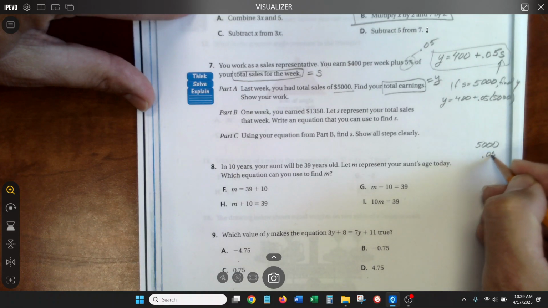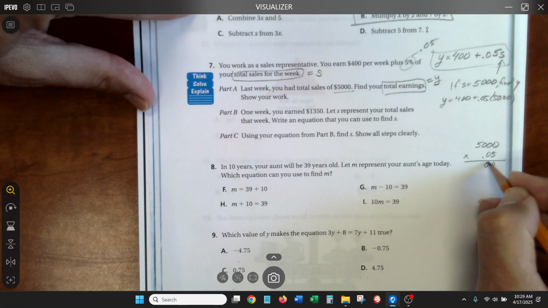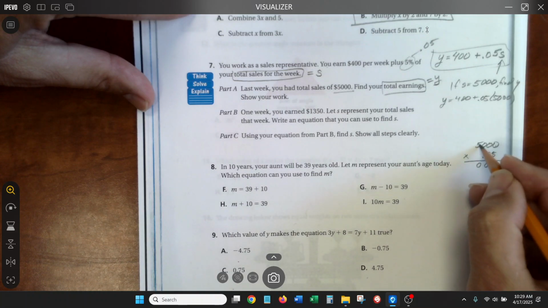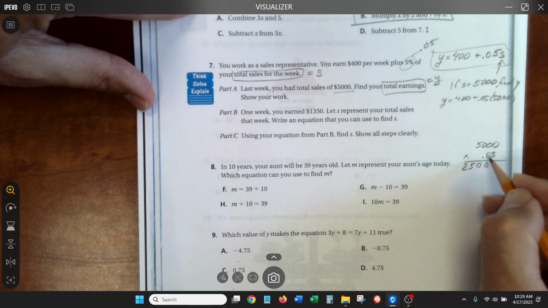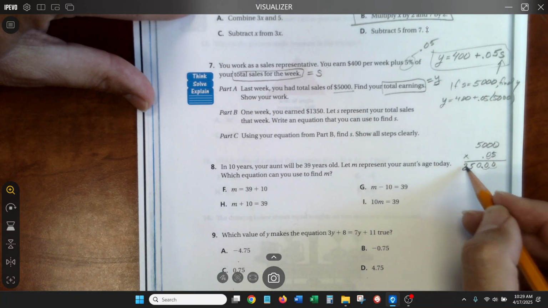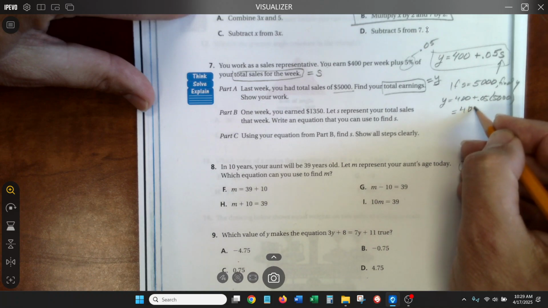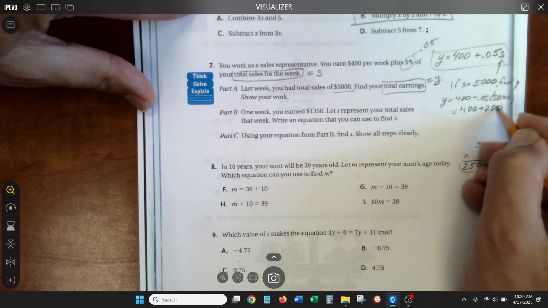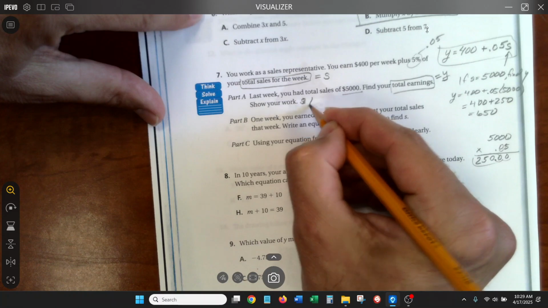So let's multiply 5,000 by 0.05. 5 times 0 is 0, 5 times 0 is 0, 5 times 0 is 0, 5 times 5 is 25. Count the decimal places, 1, 2, so move the decimal place 2 places to the left, and we have 250. So 400 plus 250 is 650, and that will be our total earnings. So $650.